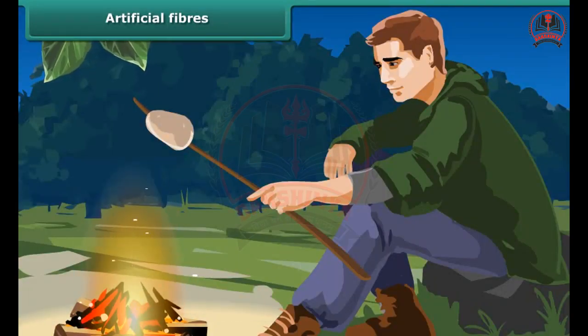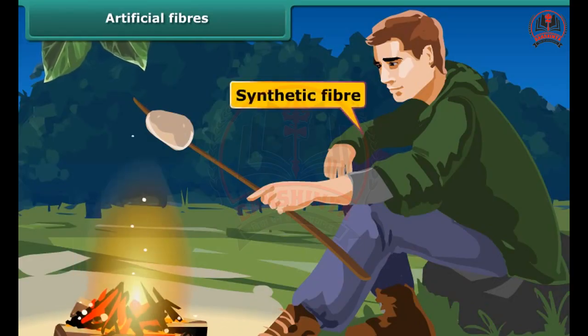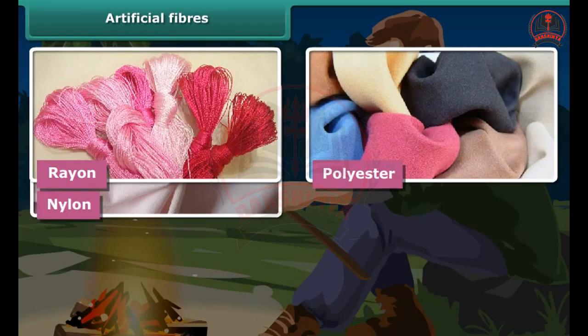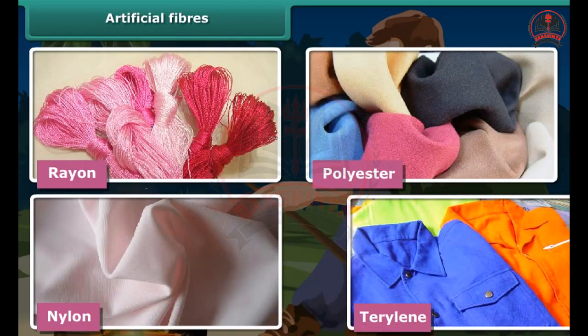Artificial fibers. You might have heard that we should not wear synthetic clothes while working near fire. What are synthetic clothes made of? Well, these clothes have yarns of man-made artificial fibers. These fibers catch fire very easily. Some examples of synthetic fibers are rayon, polyester, nylon, terylene.